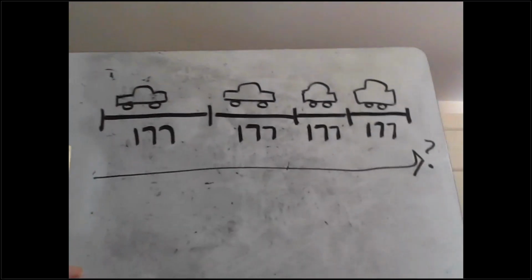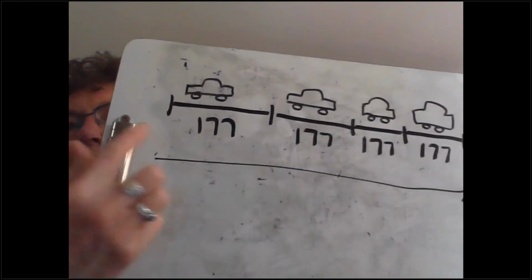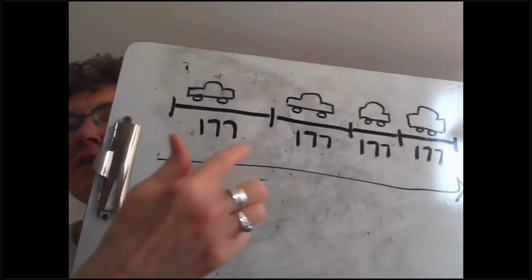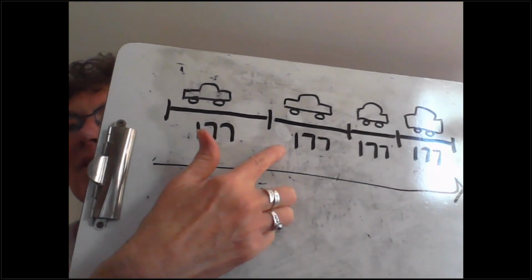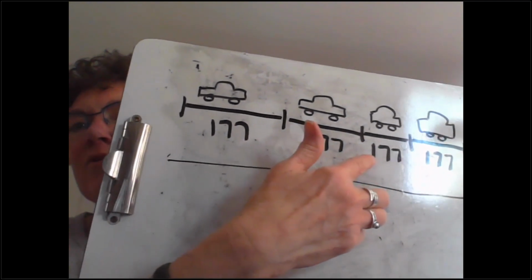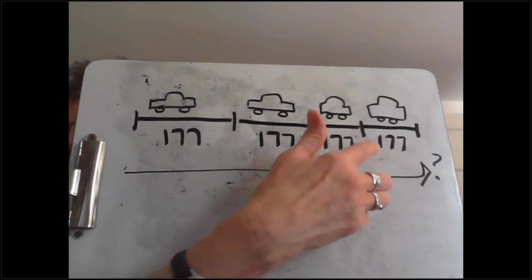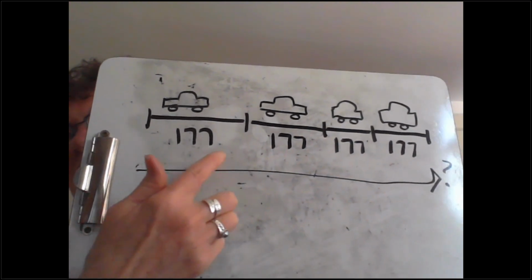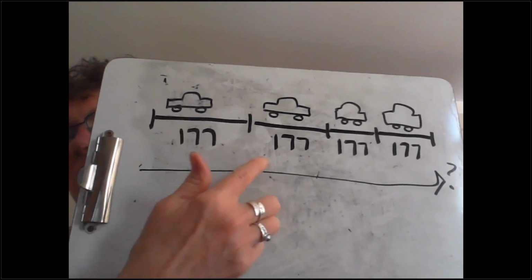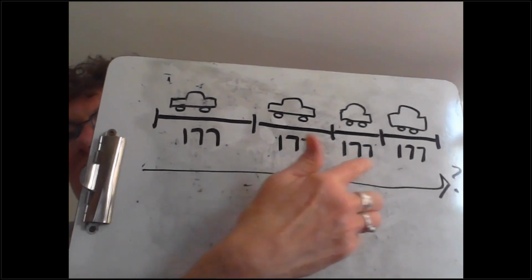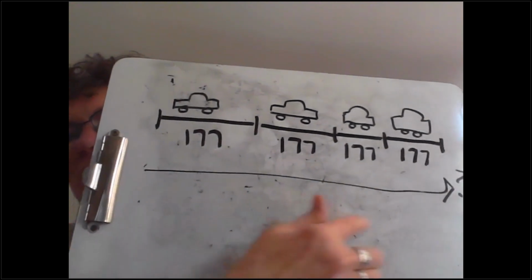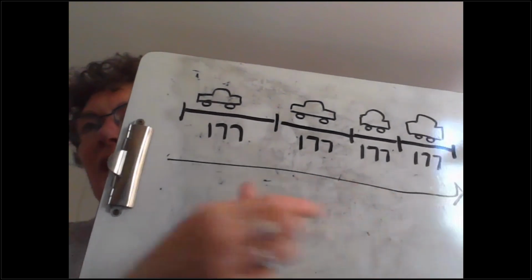So here's what I have. I started with, one day I went 177 miles, or Marcus did. The next day, Marcus went 177 miles. The next day, he went 177 miles. And the fourth day, he went 177 miles. So I can see that I have 4 groups, and each one has 177 miles. And I want to know, how far did he go all together? That is telling me it's a multiplication problem.